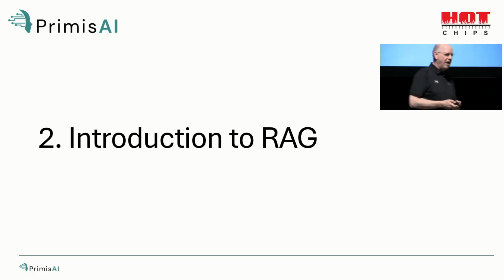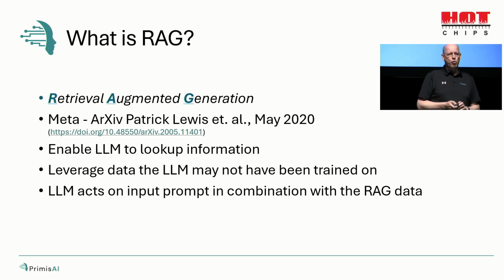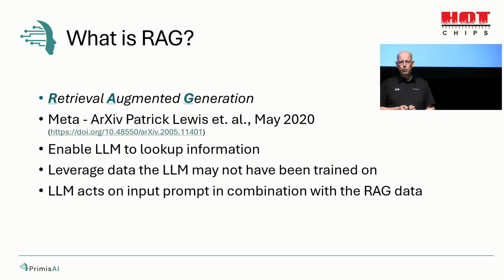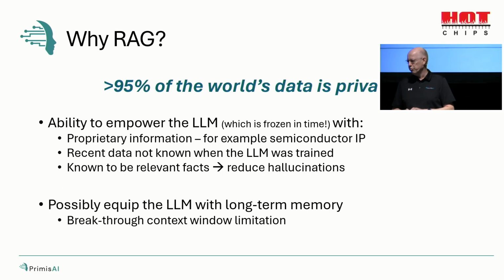So that brings us to RAG. RAG stands for Retrieval Augmented Generation. It was a technique proposed by Meta in 2020, where you enable the LLM to look up information which it can use when it presents its result. So you can effectively leverage data which the LLM was not originally trained on. And the LLM then acts on the combination of the input prompt, which is your question, with the additional information which was brought into the prompt.